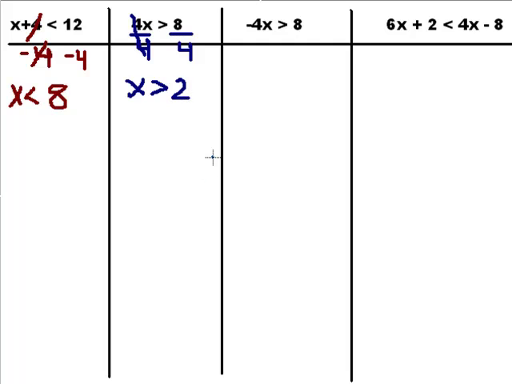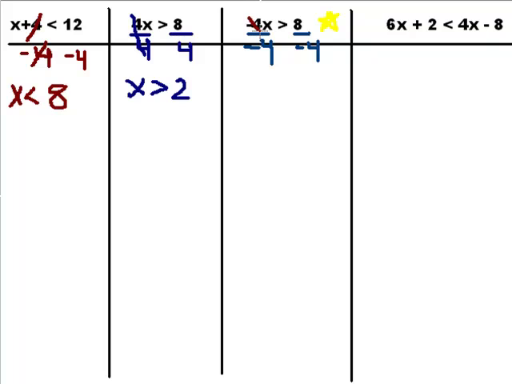For the next one, we have negative 4x greater than 8. So again, since the negative 4 is multiplied times the x, I do the inverse operation and then I divide both sides by negative 4. But I have to remember that when I divide by a negative, I have to apply that golden rule of inequality, and I have to switch the inequality sign, flip it around the other direction.